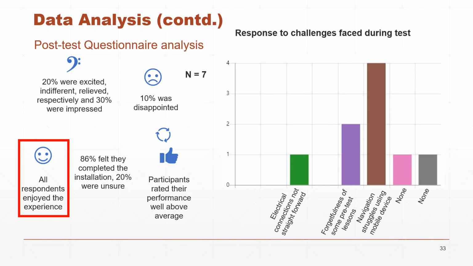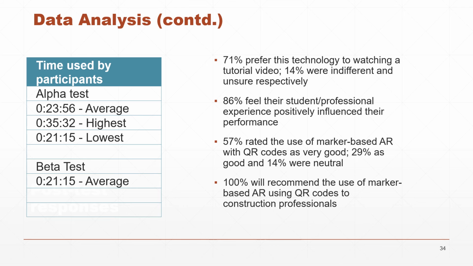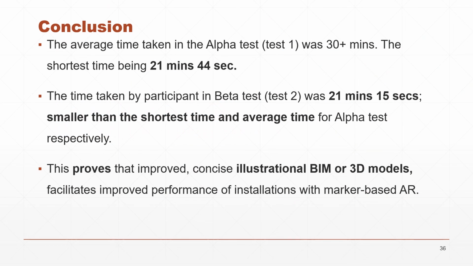Responses to the challenges faced during the test were that electrical connections were not straightforward, and they had navigation issues. That's the reason we had to redesign the model and put out a second test, which we call the beta test. The average time for the beta test was 21 minutes 15 seconds, which was better than the alpha test, where we got an average of 35 minutes and 32 seconds.